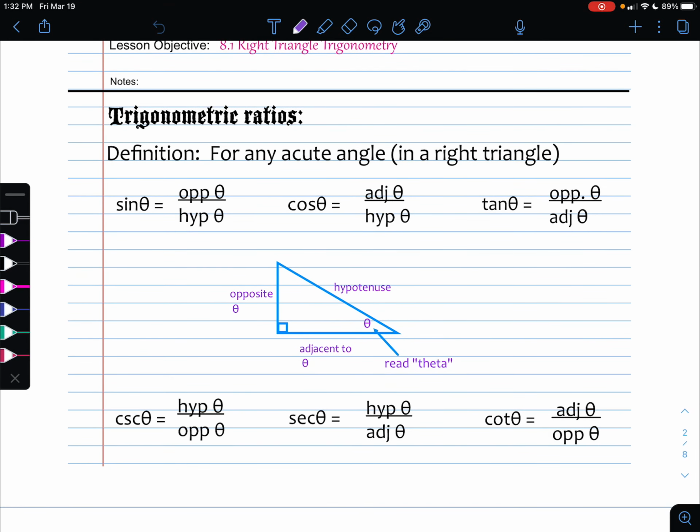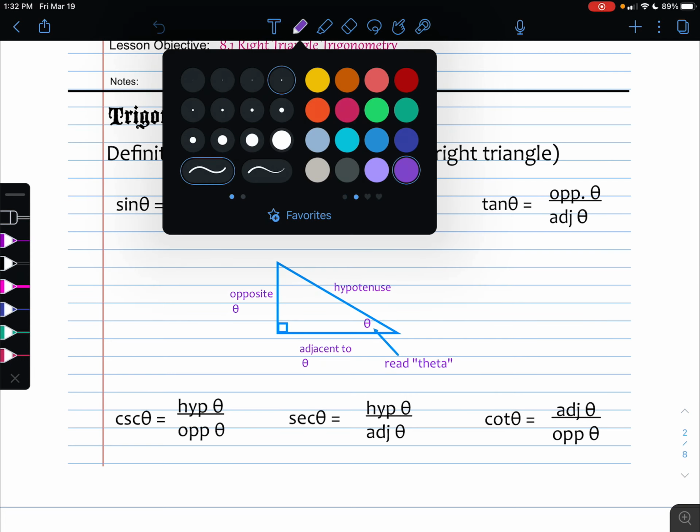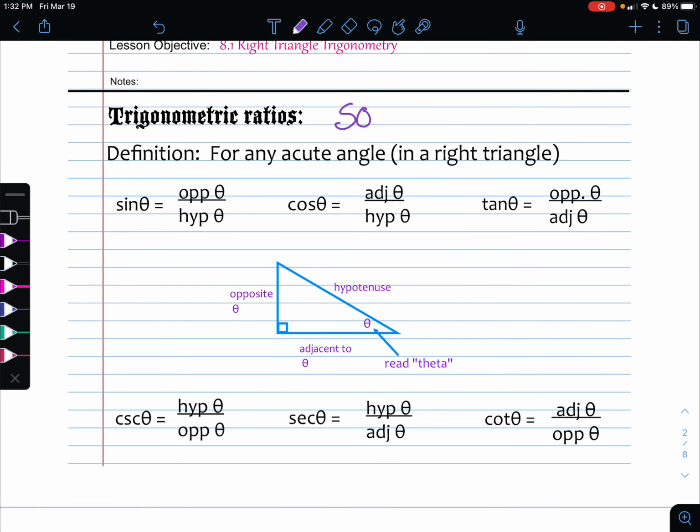Sine, cosine, and tangent. And we have that fun little thing that we say, SOH CAH TOA. And I know other people write it like big, like this. And we do this to remind us that sine is opposite over hypotenuse. Cosine is adjacent over hypotenuse. Tangent is opposite over adjacent.